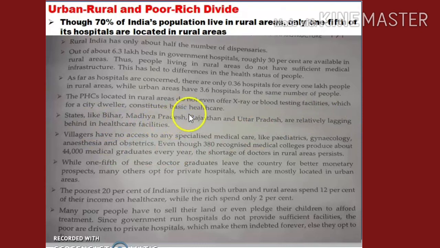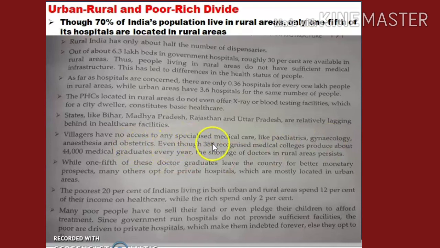So we can find that only city dwellers, the people who are living in the cities, are having x-ray facilities and all, but the primary health care centers where the most needy people, that is rural people, are going in search of this facility, they are not getting it. So that is this point. Villages have no access to any specialized medical care like pediatrics, gynecology, anesthesia, and obstetrics.